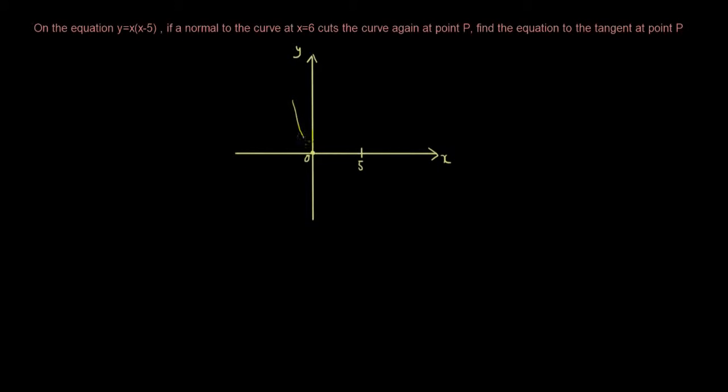So let's draw a parabola. Let's see how good my drawing skills are. Pretty bad, but anyway, so the normal to the curve at x equals 6, so let's say x equals 6 is here. So this point is x equals 6, and the tangent at x equals 6, let's say that's the tangent. The normal is perpendicular to that, so let's say this is the normal, and it cuts the curve again at point P. So let's call this point here point P.